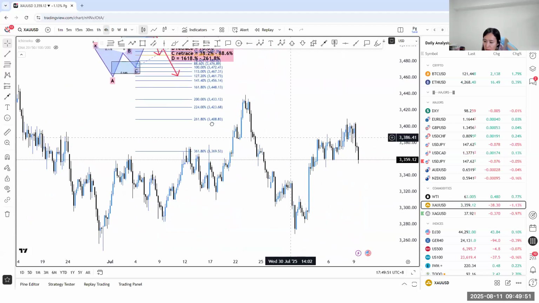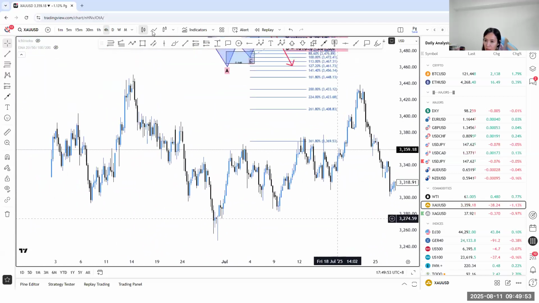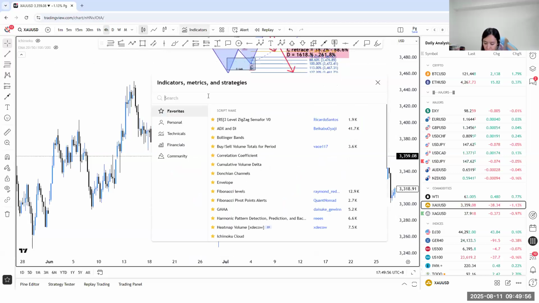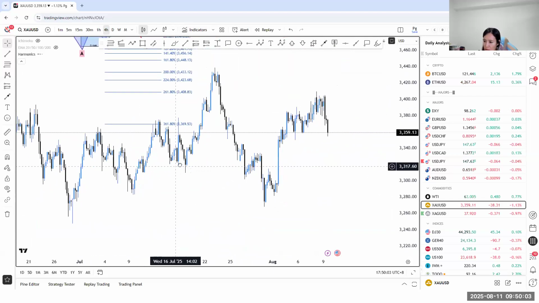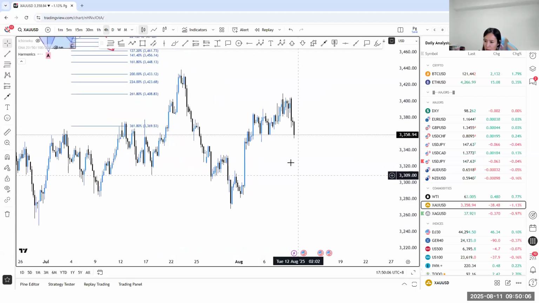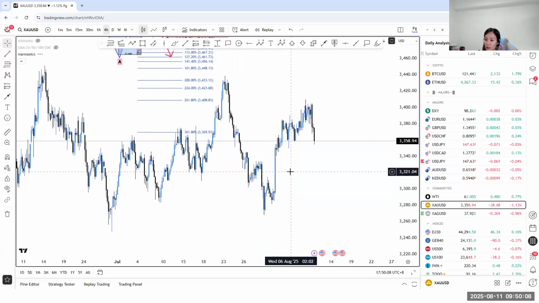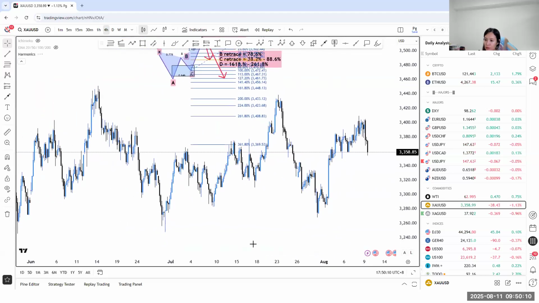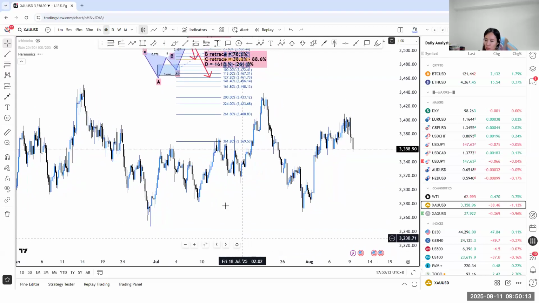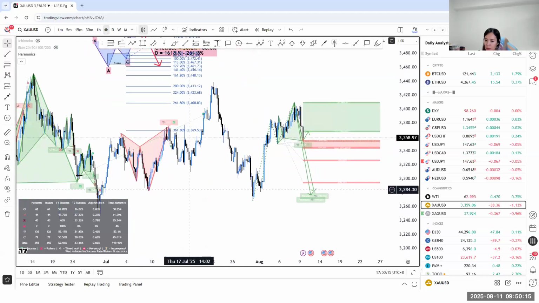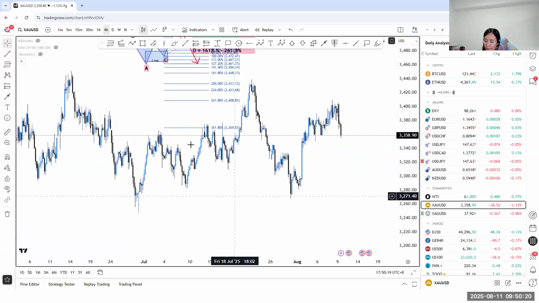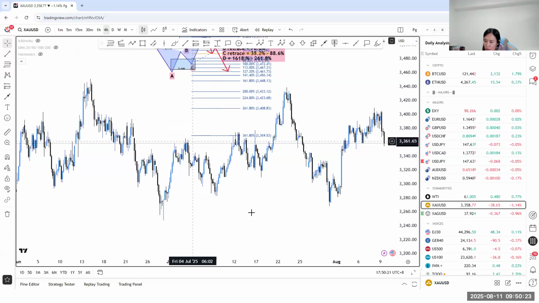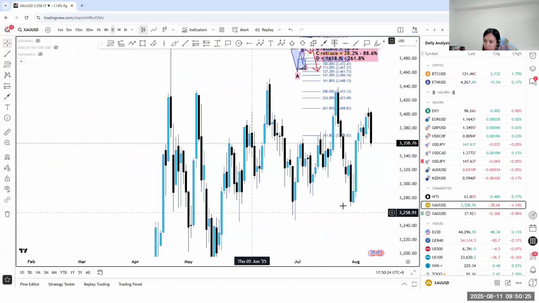Let me try to find. Okay, in TradingView, actually, there is an indicator. You can choose, but usually I don't choose that. Let me put this one in. There are so many patterns here that I don't use. Let me just go to page 4.